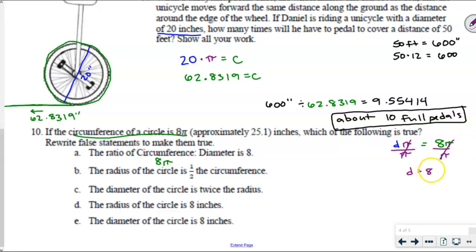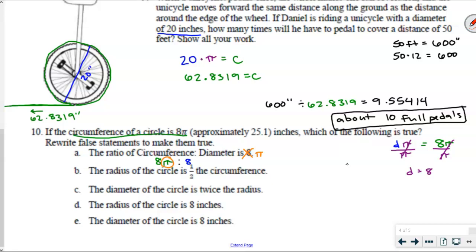8. So is this a true statement that the circumference to the diameter, 8 pi to 8, is the ratio really 8? No, the ratio is pi. Yikes, guys. We have had lots of units on ratios. You should be able to recognize that it is not 8. 8 pi to 8 is not 8. 8 pi to 8 is pi.